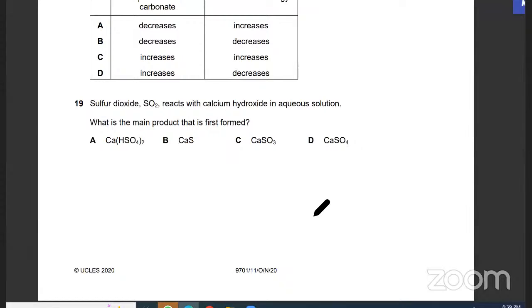Sulfur dioxide reacts with calcium hydroxide. What is the main product? What salt is going to be produced? D. No, sorry, C. I think it's going to be C.